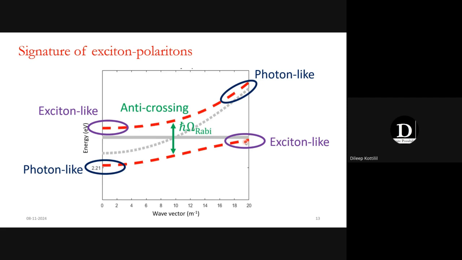So depending on which wave vector you are in, and depending on what type of branch you are in, because if you go to the upper branch, it is just the opposite. So towards the bottleneck, you have this photon-like character. So it is both exciton and photon. Again, it depends on the wave vector.